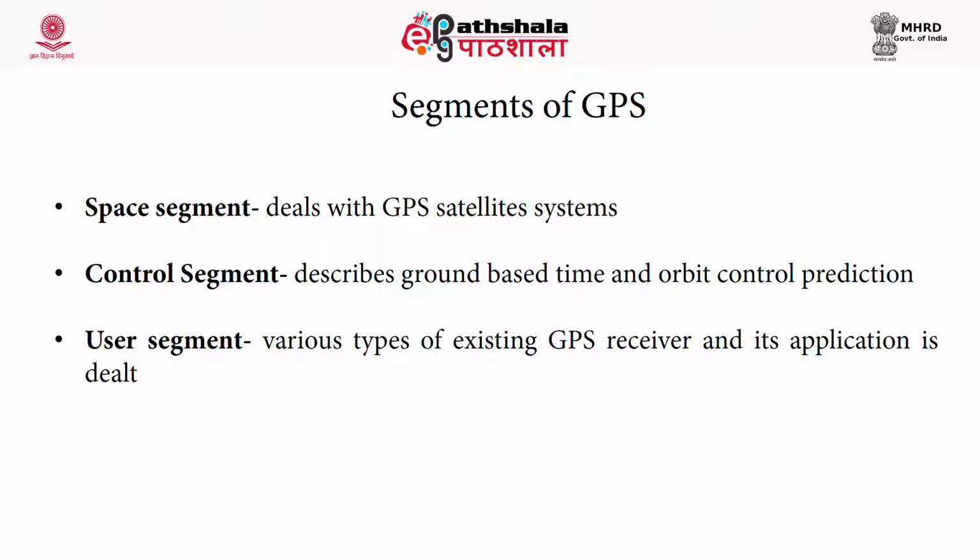Now, coming to the next topic of the module, that is segments of GPS. The GPS has three segments: space segment, control segment and user segment. The space segment deals with the GPS satellite constellation systems. The control segment describes the ground based time and orbit prediction control. The user segment deals with the various types of existing GPS receivers and their applications.